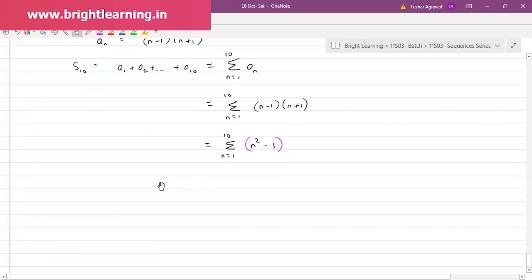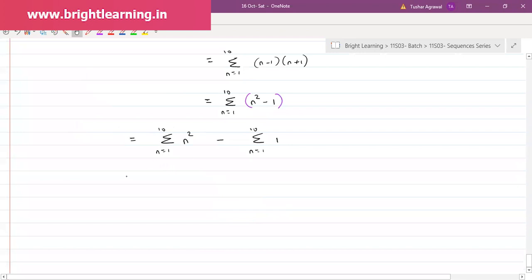So this is what now? This is a summation of n square, where n is varying from 1 to 10, subtraction summation of 1, where n is varying from 1 to 10. So what is the first summation? 1 square plus 2 square plus 3 square up to 10 square. Do I have a formula for this? Yes, sir, I have a formula. N multiplied by n plus 1 multiplied by 2n plus 1 divided by 6. In this formula, I will have to substitute n is equals to 10.